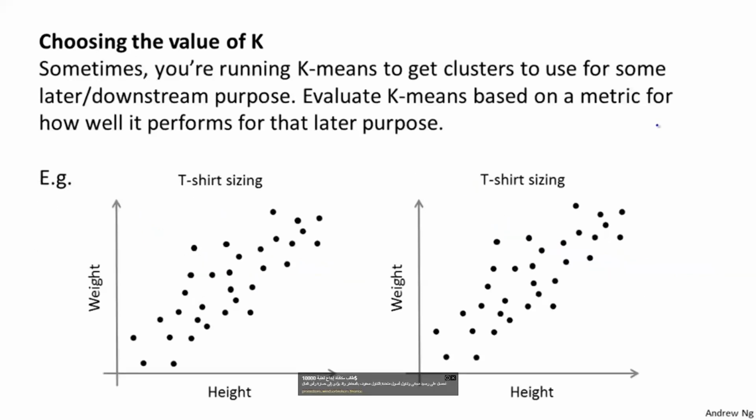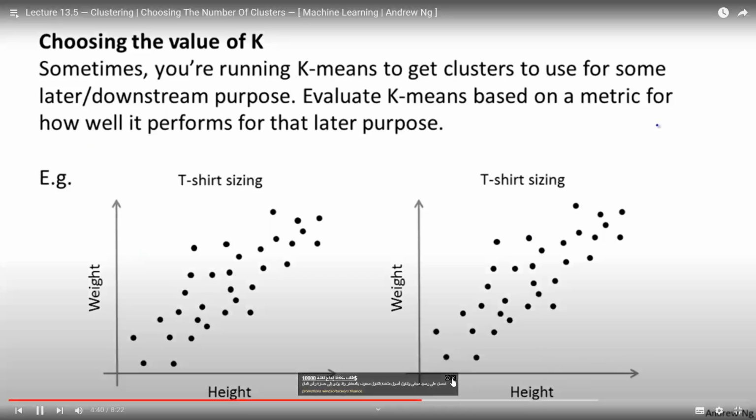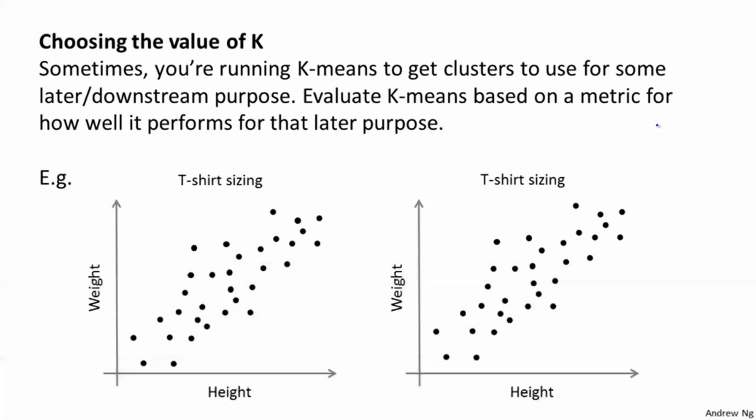Finally, here's one other way of thinking about how you choose the value of k. Very often, people are running k-means in order to get clusters for some later, downstream purpose. Maybe you want to use k-means to do market segmentation, like in the t-shirt sizing example that we talked about. Maybe you want k-means to organize a computer cluster better, or maybe for some different purpose. And if that later downstream purpose, such as market segmentation, gives you an evaluation metric, then often a better way to determine the number of clusters is to see how well different numbers of clusters serve that later downstream purpose. Let me step through a specific example.